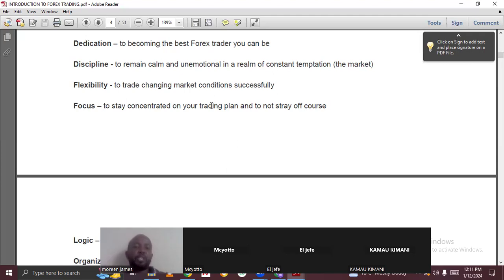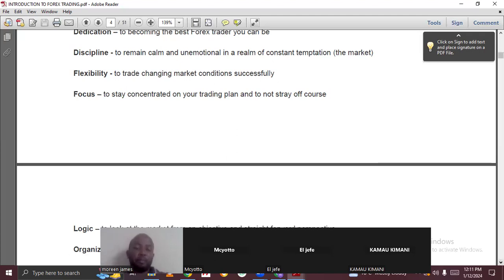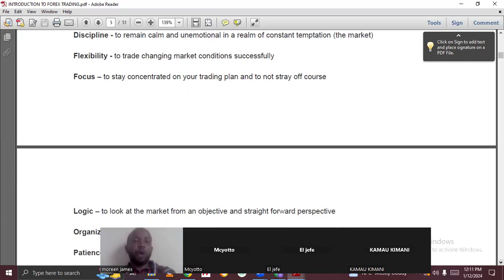But for you, it will be easier because you have someone who's guiding you. One thing about this business, it's good to always have someone we call a mentor. A mentor is someone who got there before you, and he will be able to help you avoid the mistakes, especially of losing. So focus. You have to really stay concentrated on your trading plan and do not stray off course. Focus, focus, focus. Remember that.